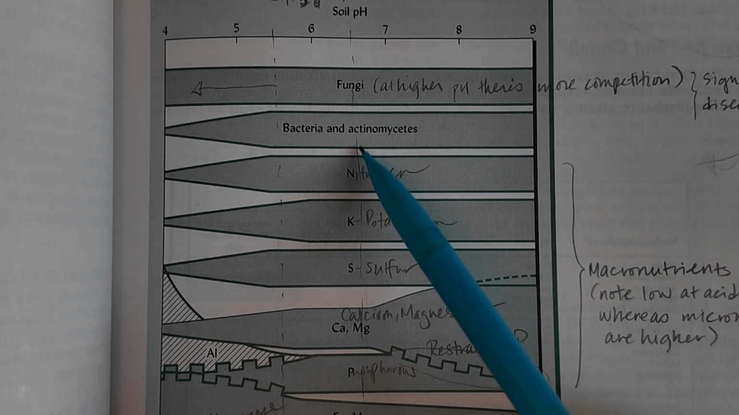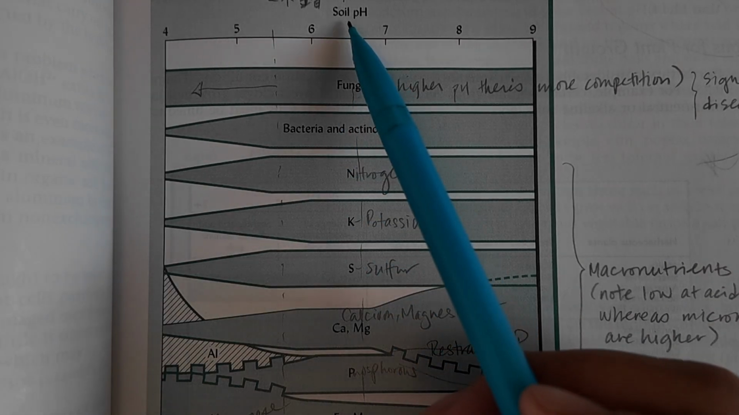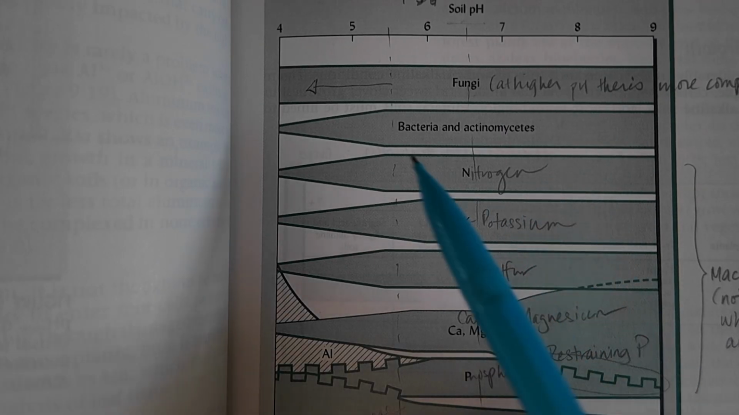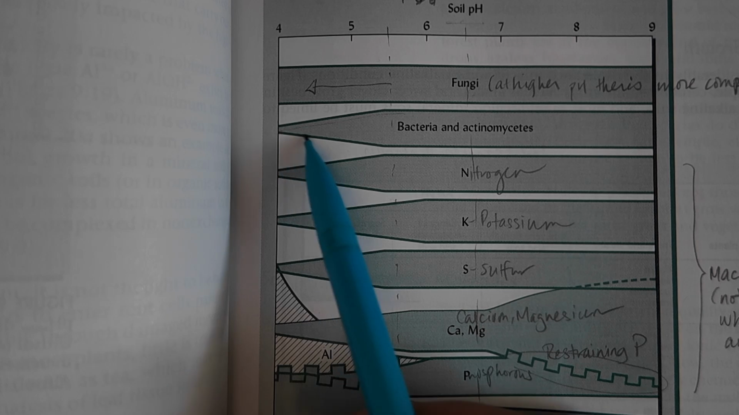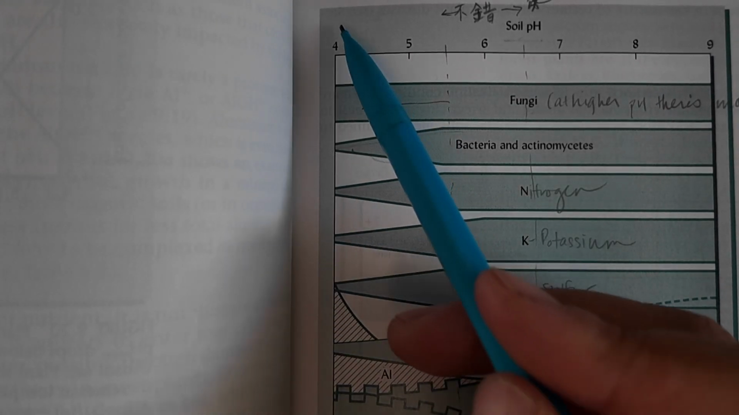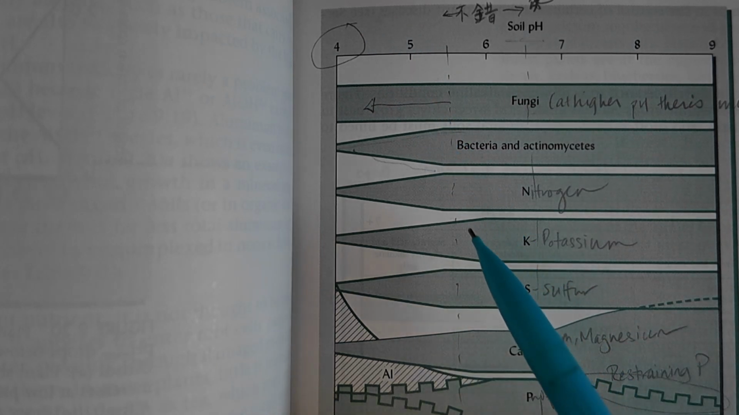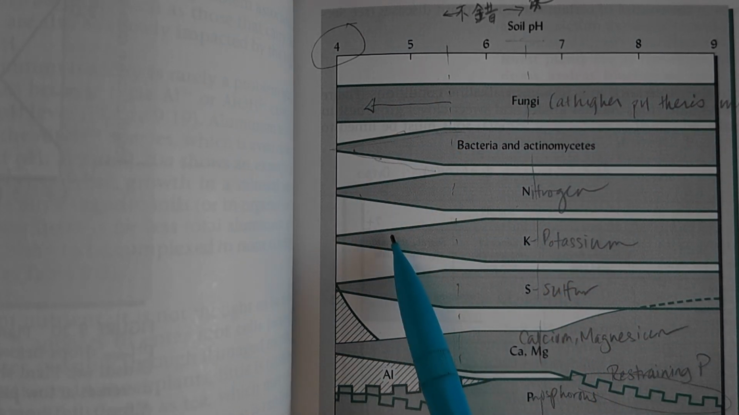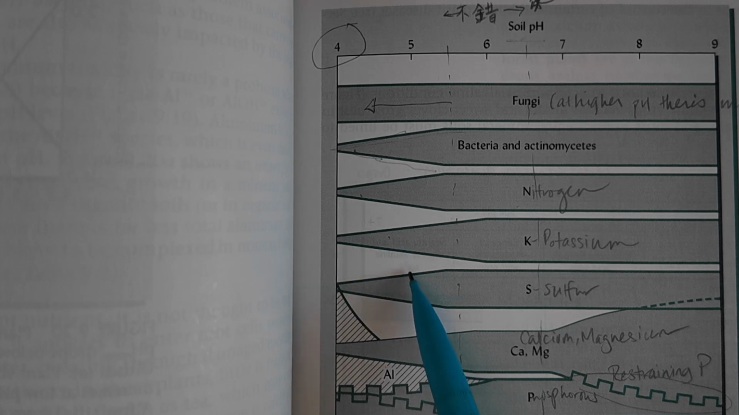Here's a chart that shows you the availability of certain nutrients at different pHs. Where the bar narrows means that it's less available. So you can see on the left side, pH of 4, a lot of these bars have narrowed. Nitrogen, potassium, sulfur, meaning that these nutrients may be in the soil, but they're not available. They're getting tied up somehow.